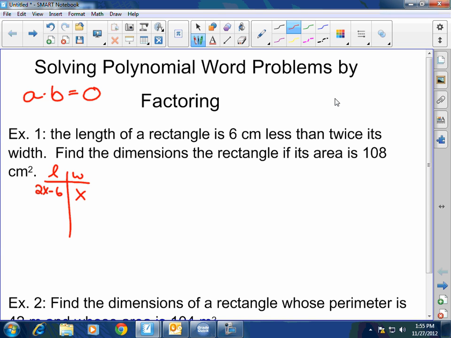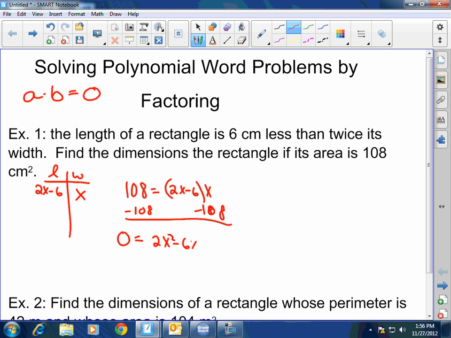Now they want you to find the dimensions if the area is 108 centimeters squared. Well, the formula for the area of a rectangle is length times width or base times height. So the area, which is 108, equals 2x minus 6 times x. So let's go ahead and multiply this out, distribute it, and also make it all into standard form. I know that I'm going to subtract the 108 first of all, right? We know that. So what I'm going to have is 0 equals 2x squared minus 6x minus 108. Is everyone with me so far?